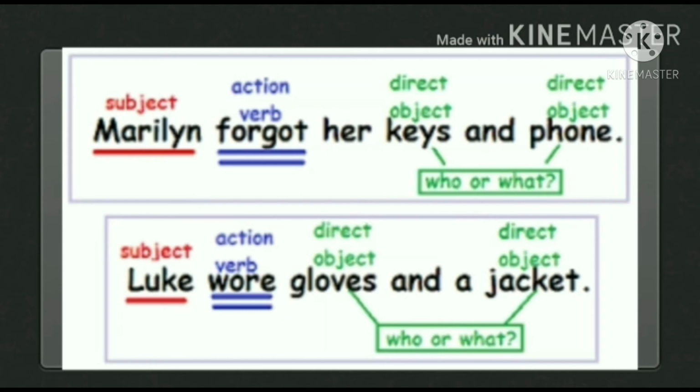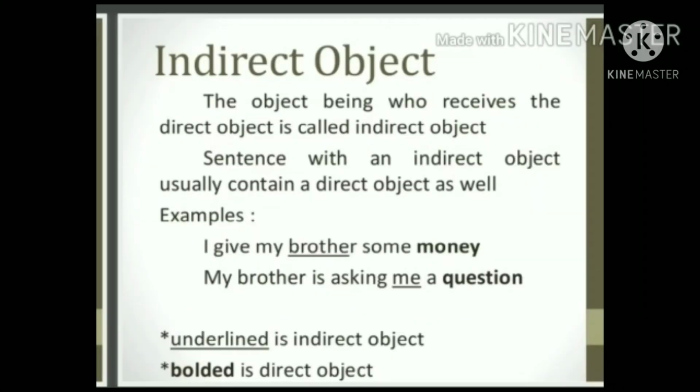Second example, Luke wore gloves and a jacket. Luke is the subject, wore is the action verb. Luke wore what? It's indicating the two objects that we have in the sentence: gloves and jacket. So gloves and jacket, they both are direct objects. Indirect object now. The object that receives the direct object is called the indirect object.